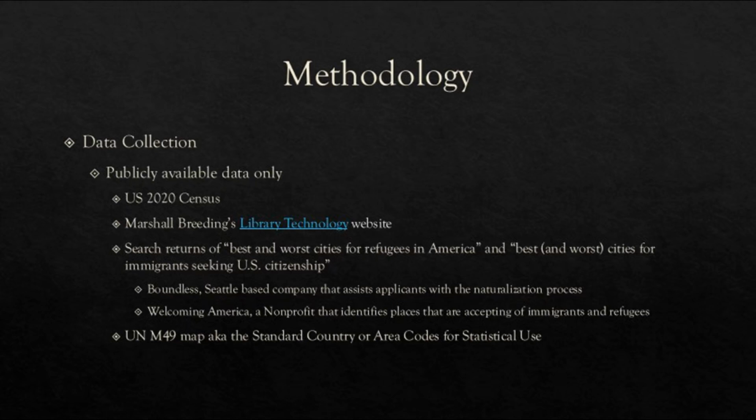One of the last items I ended up selecting was the UN M49 map. This is also known as standard country or area codes for statistical use, meaning this map was ideally suited for my intended use when it comes to analyzing search returns of the library's cookbook results.